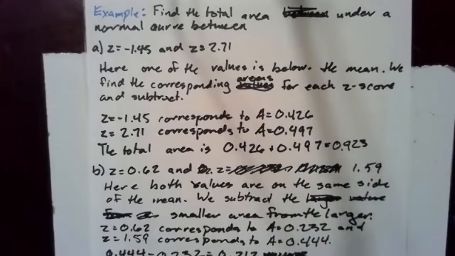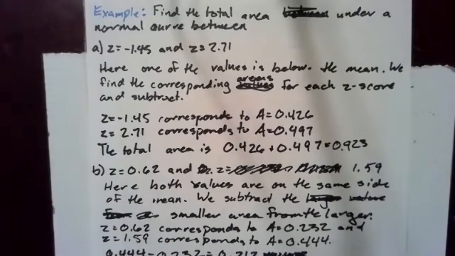One last example here. Find the total area under a normal curve between z equals negative 1.45 and z equals 2.71. In the book, you will see a little graph and it shows you what the z-scores are and what exactly the area that we're looking for is. I'm just doing it this way to save some time. Here, one of the values is below the mean and the other is above the mean. I missed writing that, but that's what I was trying to say here.